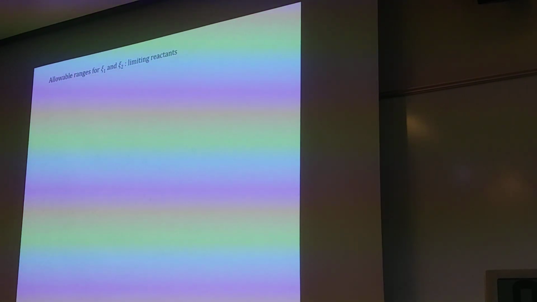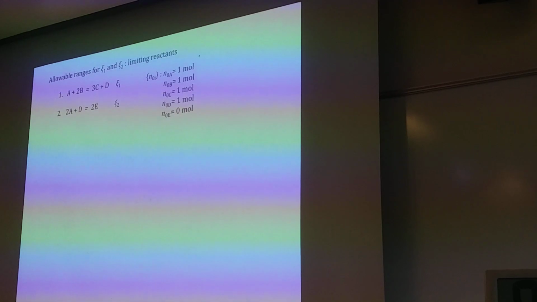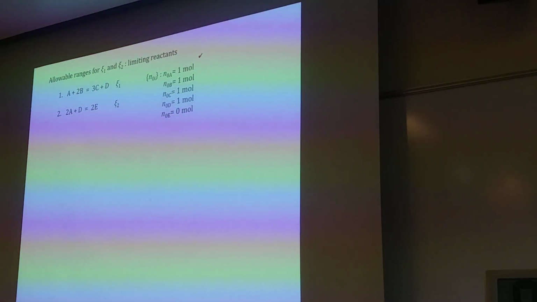That can be confusing. If I plot those up, I may get a number of possible solutions. So we need to consider carefully the allowable ranges for these extensive reactions, Xi1 and Xi2, and that means looking at the limiting reactants. So here's our initial inventory. I hadn't specified it before, but let's say that we're given a mole apiece of A, B, C, D, but nothing of E present initially.